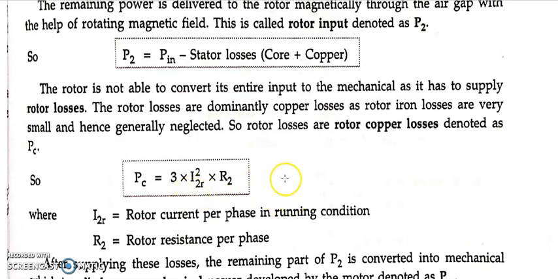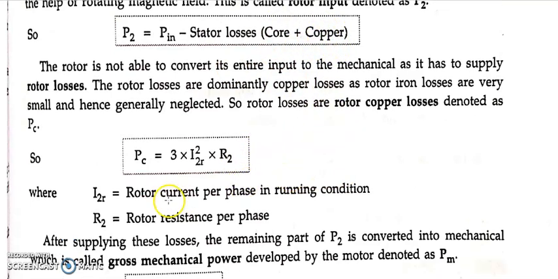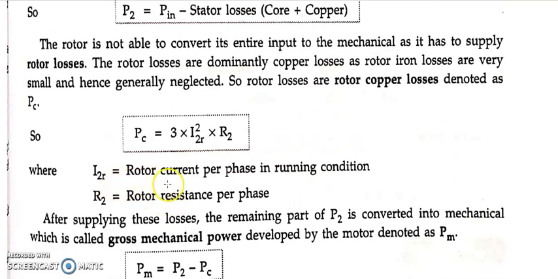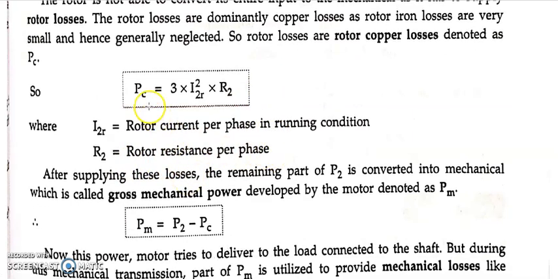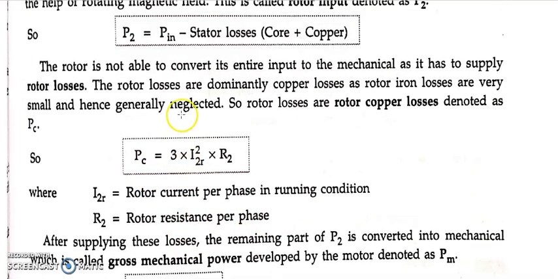That's the reason why we are not accounting for iron loss in the rotor part, but we are accounting for iron loss as well as copper loss in the stator, and only copper loss in the rotor part. And again, I2R is the rotor current in the running condition, R2 is the rotor resistance per phase. So PC is the power utilized in supplying the copper losses. And input to the rotor was P2.